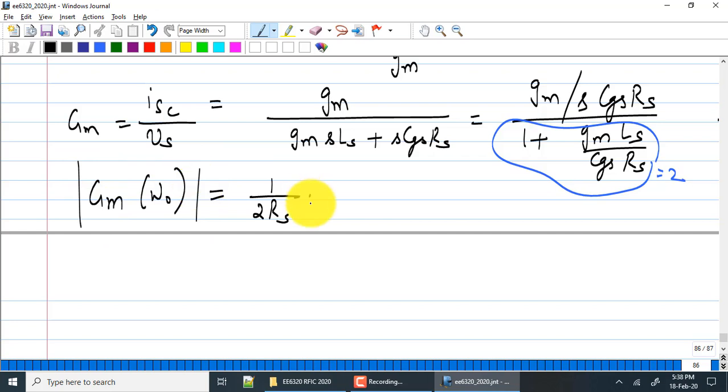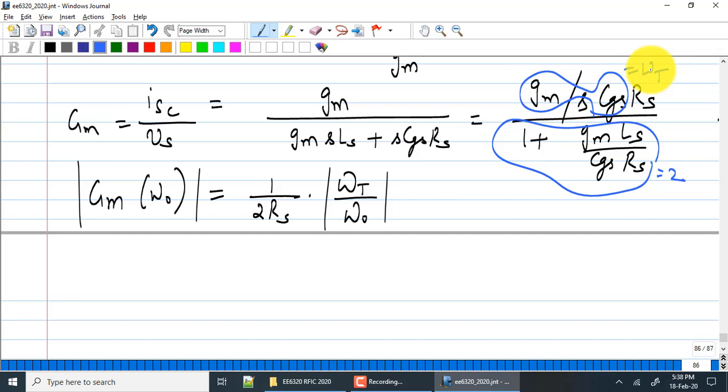What is this? What is Gm by Cgs? Omega t. Does this make sense? So this portion is equal to omega t. So the magnitude of the transconductance is basically related to omega t over omega naught. Omega naught is of course the frequency at which you are operating.